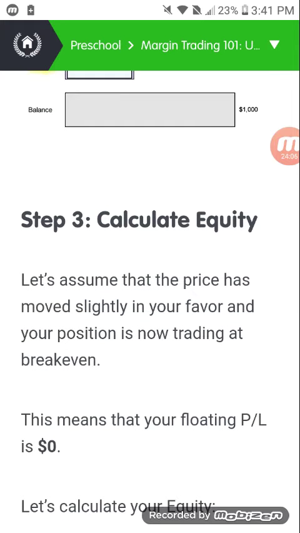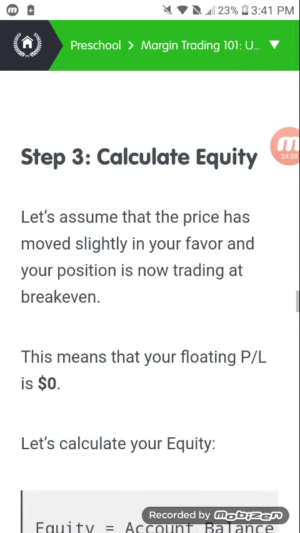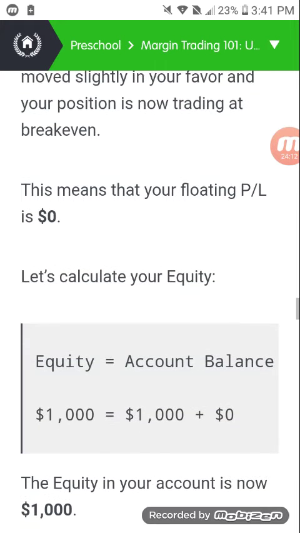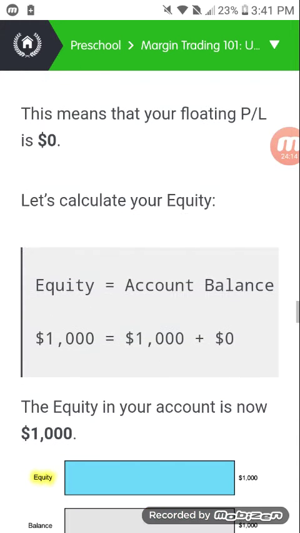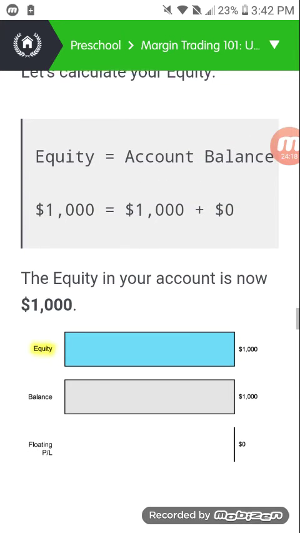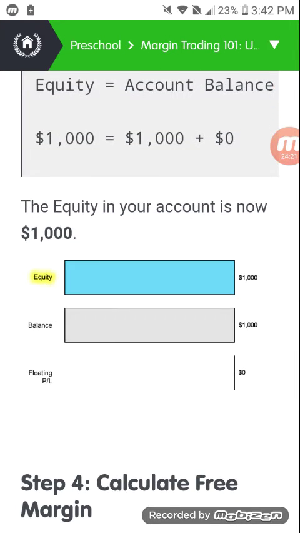To calculate the equity, let's assume that price has moved slightly in your favor and your position is now trading at break even. This means that your floating profit or loss is 0. Let's calculate your equity. Your equity is at 1,000, the same as your balance of 1,000.